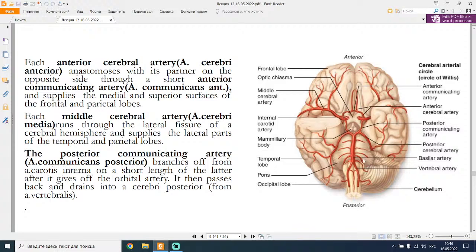Each anterior cerebral artery anastomoses with its partner on the opposite side through a short anterior communicating artery.